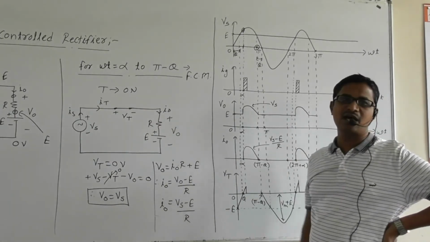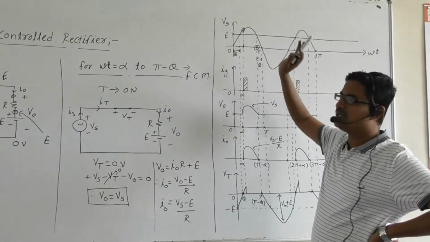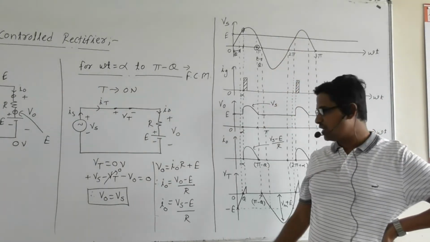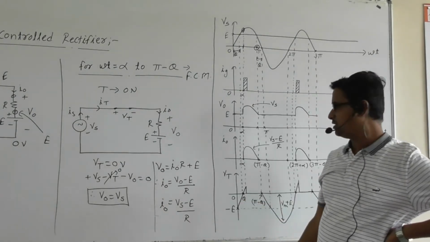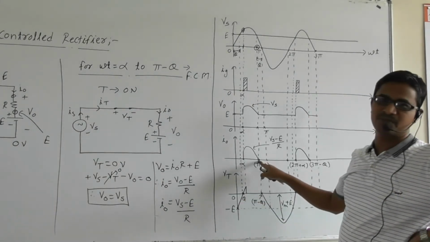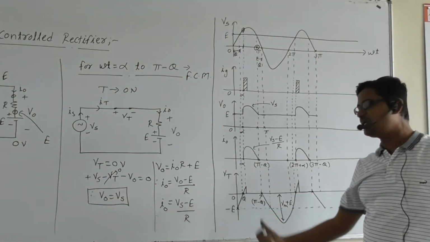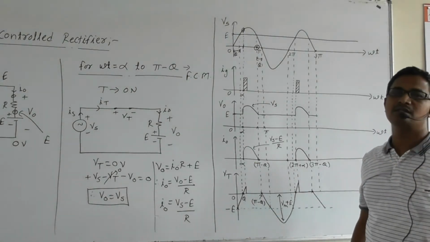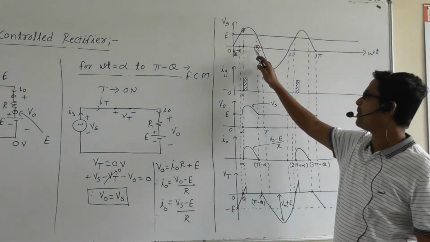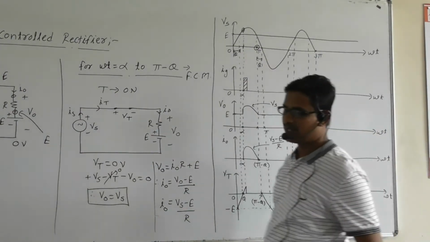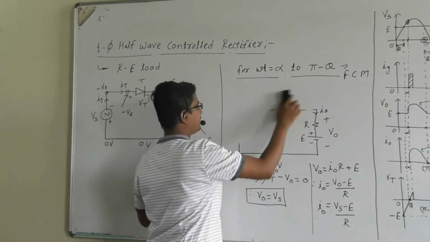Next, after that again it is having the same shape. At omega t is equal to pi minus theta, again Vs and E both are same. So what is the difference? 0. So I0 will be 0 here. So during this interval alpha to pi minus theta, what is Vt? Vt is 0. Are you getting the point? Next, let's check from pi minus theta to pi, omega t is equal to pi minus theta to pi.